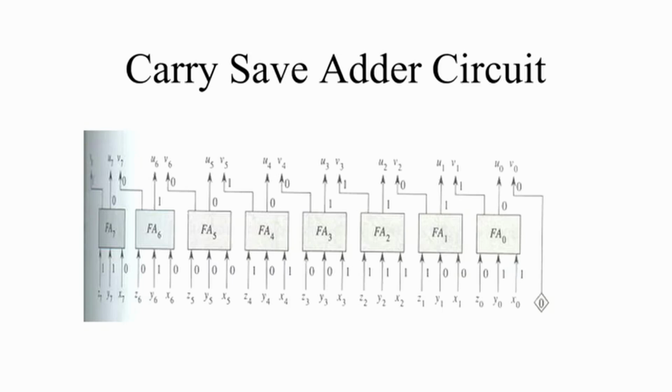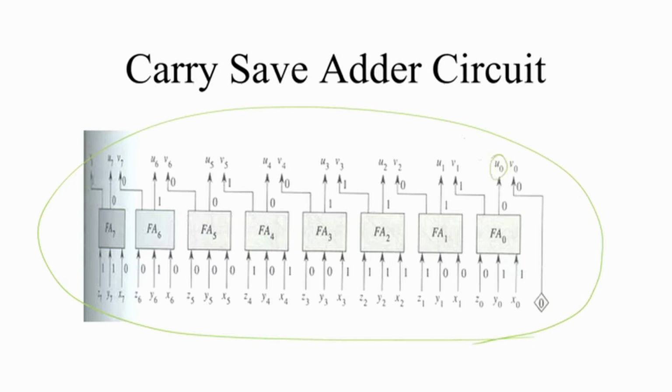So this is the basic circuit. As you see here, you will have n full adders, and each full adder will generate a sum bit which we call U0, U1, U2, U3, U4, U5, U6, U7, and each full adder will also generate a carry bit, which is V0, which is appended 0. V1 will be generated by this, V2, V3, V4, V5, V6, V7 and V8. Okay. So U is an n bit number and V is an n plus 1 bit number.